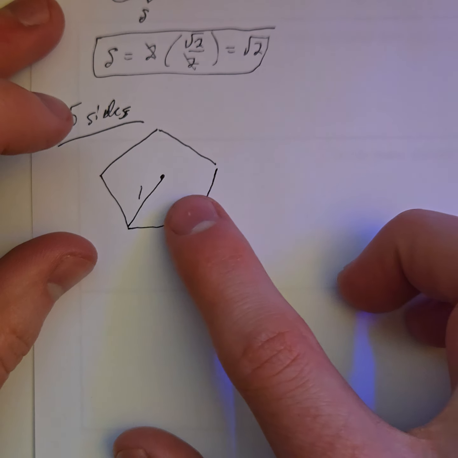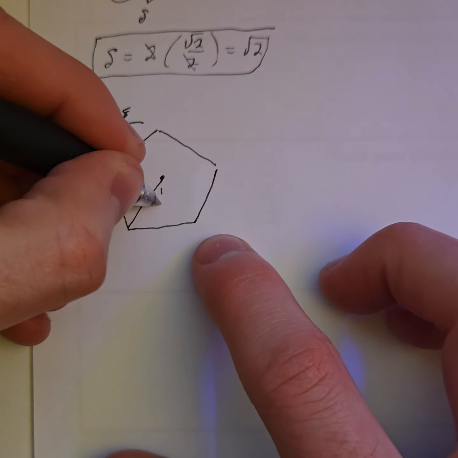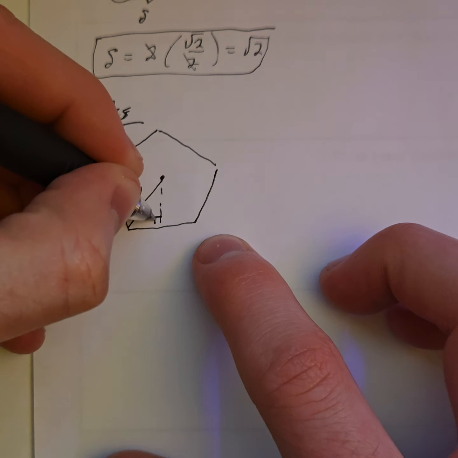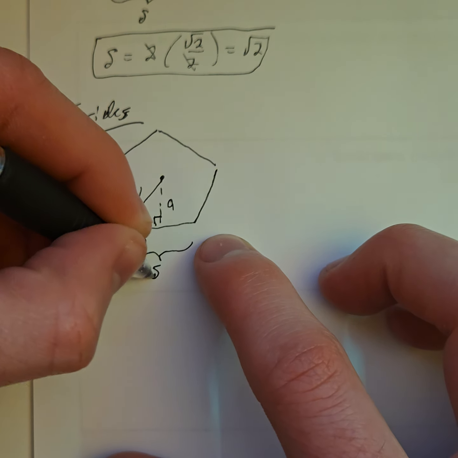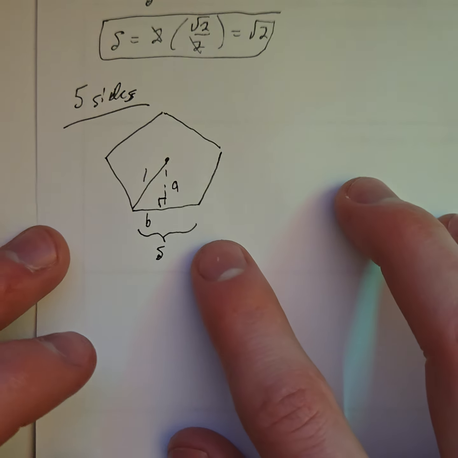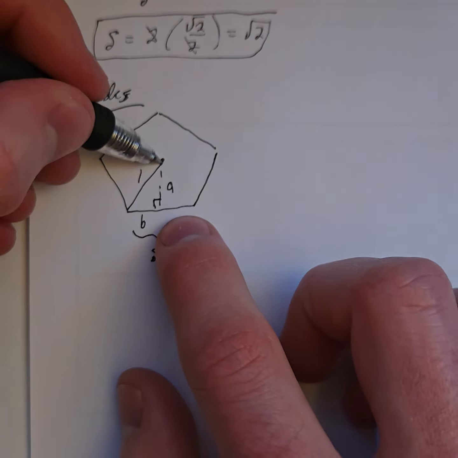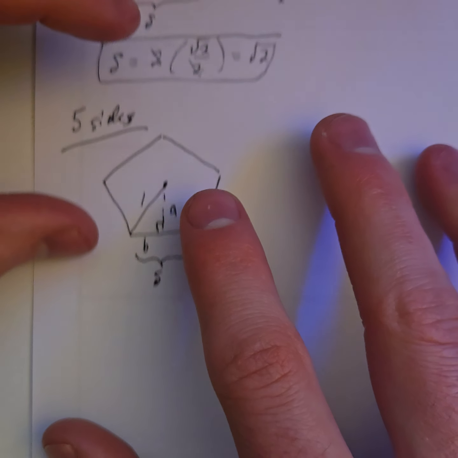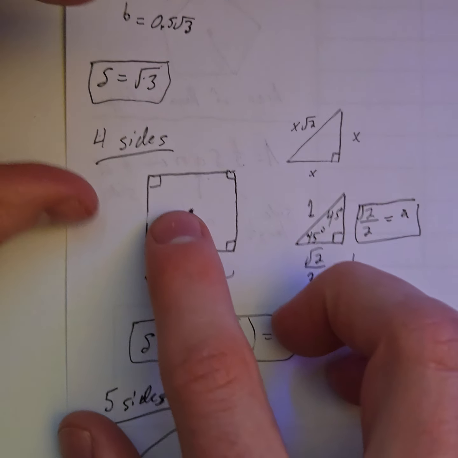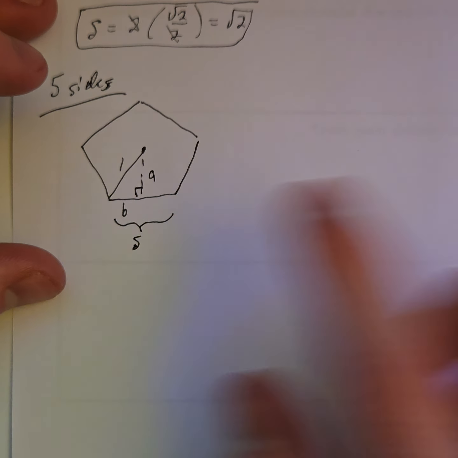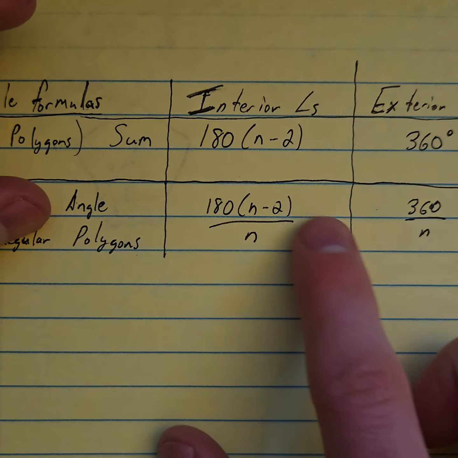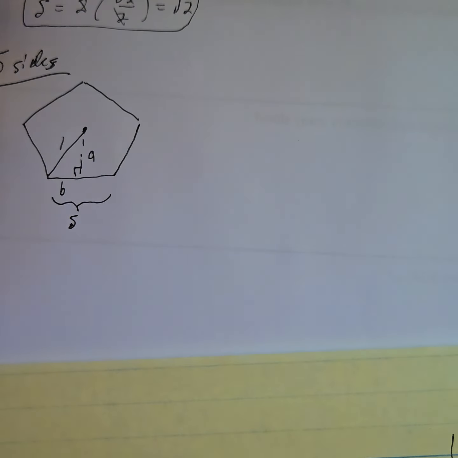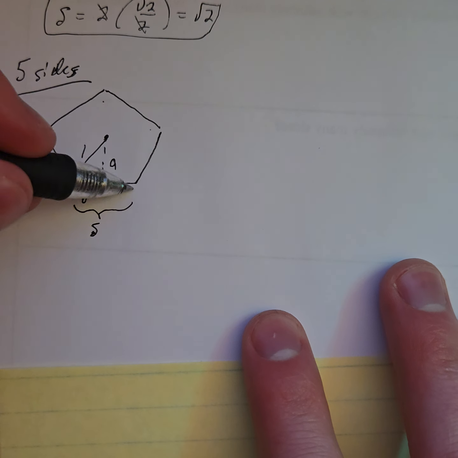Okay, so there's a pentagon with a radius of 1. Now we need to find our apothem and our b value and our side length for this one. This is what we're going to do for the rest of the shapes. Because we don't know exactly what the angle is unless you have it memorized, you have to use your interior angle formula.